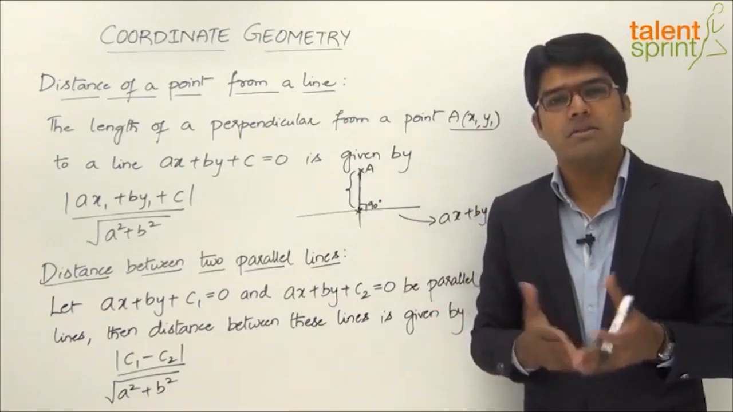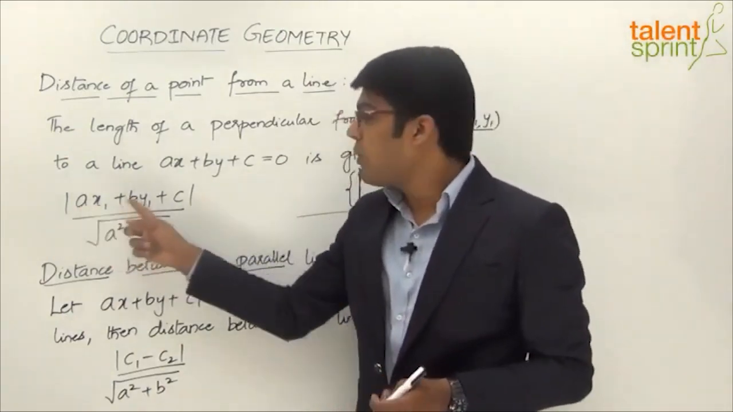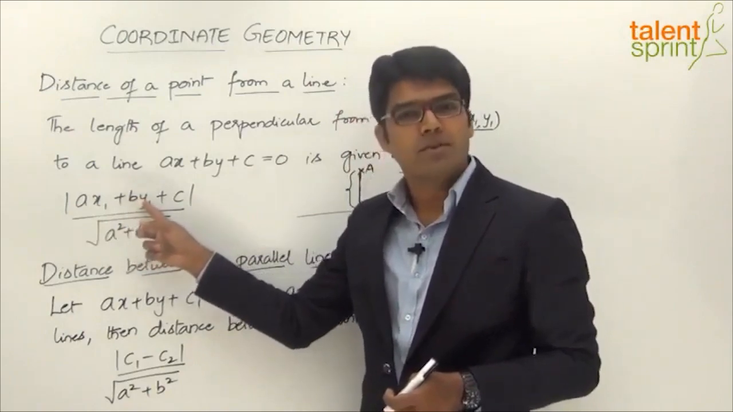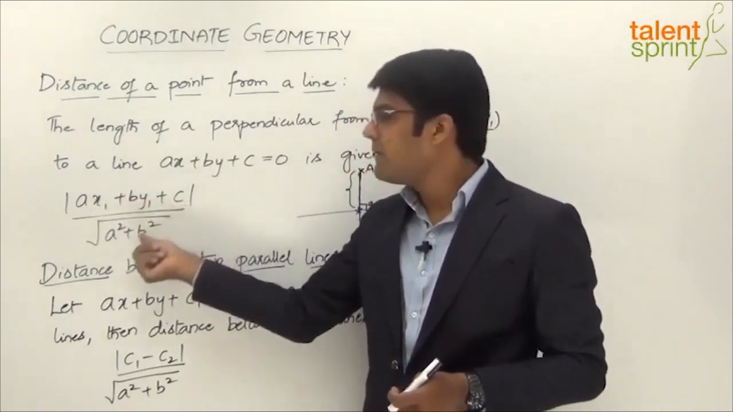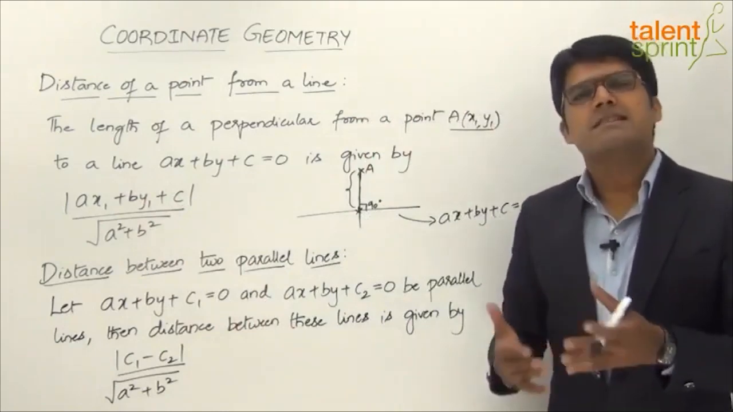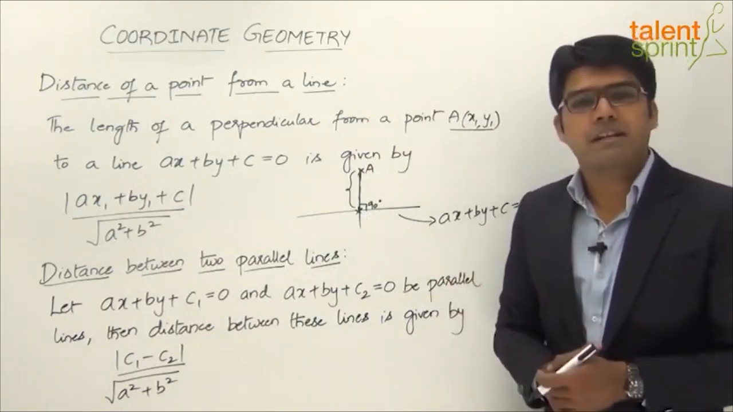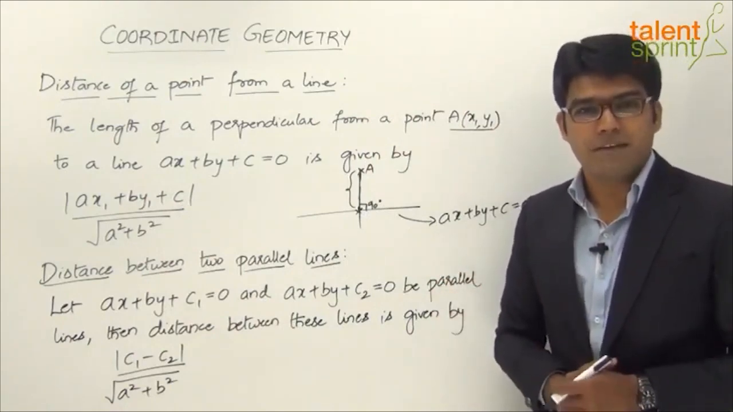Since the point is origin, the coordinates are 0. So if x1 is 0, ax1 becomes 0. y1 is 0, by1 also becomes 0. So what are we left with? C divided by root over a square plus b square. So we can also understand that the distance between origin and a line is given by c, or modulus of c, divided by root over a square plus b square.